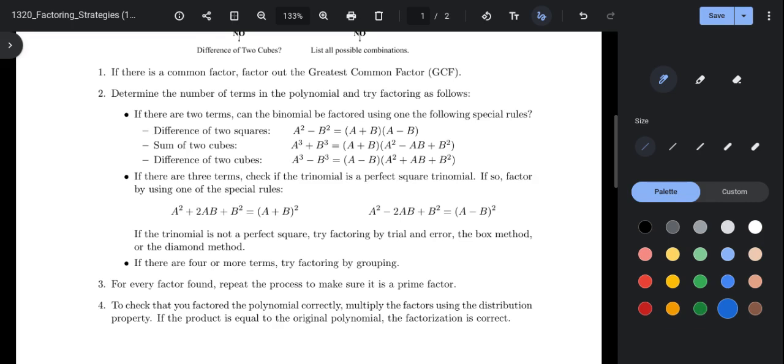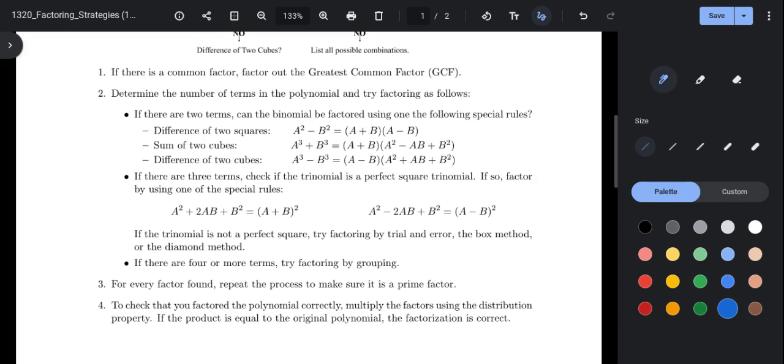And then again, we use this formula on the right-hand side. If it's a difference of two cubes, then one thing, it needs to be subtraction of the two terms. And the second thing is that each term can be written as something cubed. And then we use this formula corresponding to that.